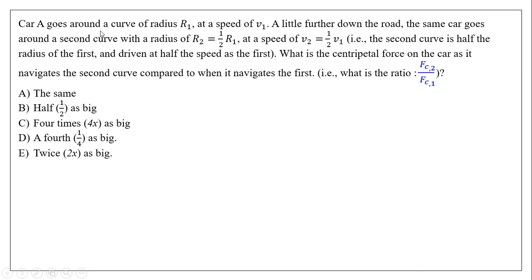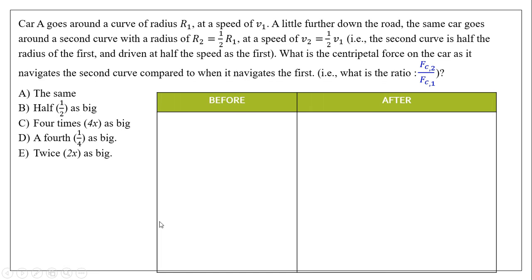All right, this one's a little wordier. It says a car goes around a curve of radius r1 at a speed v1. A little down the road, the same car goes around a second curve of radius r2, but r2 is half of r1, and the speed for the second curve is half of the speed of the first scenario. It says, what is the centripetal force on the car as it navigates the second curve compared to when it navigates the first? So what is the ratio of F_C2 over F_C1? Here are your choices, so let's crack this out.